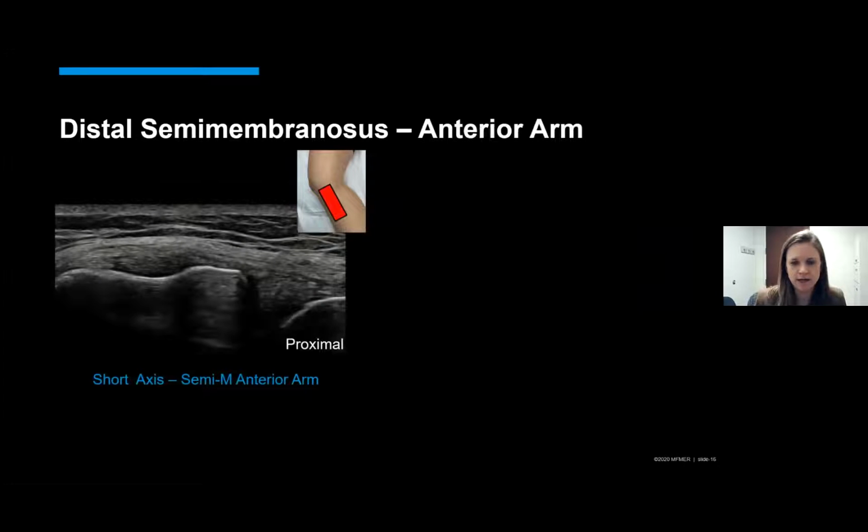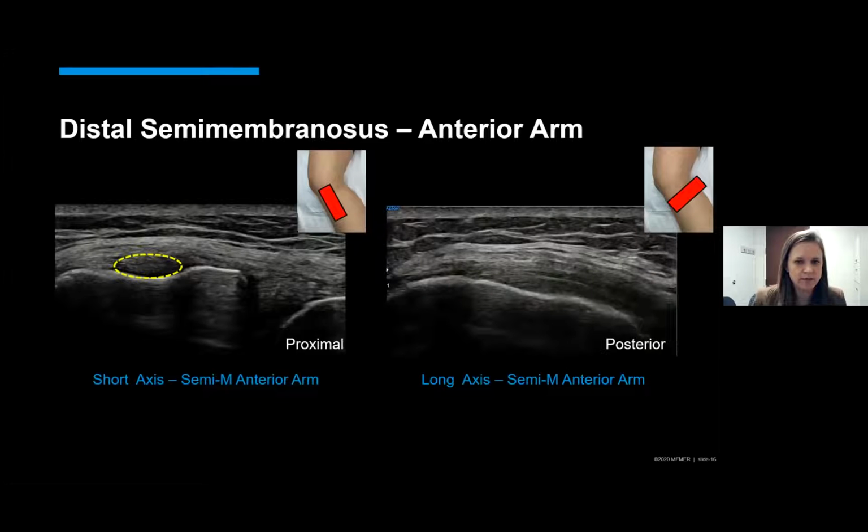In contrast, the anterior arm of the semimembranosus makes an almost 90-degree turn from the main tendon and passes deep to the MCL to insert onto the tibia, just distal to the medial joint line. On the left is a short axis view of the oval-shaped appearance of the anterior arm in this groove of the tibia. And then flipping 90 degrees, you can visualize the long axis view of this anterior arm insertion.